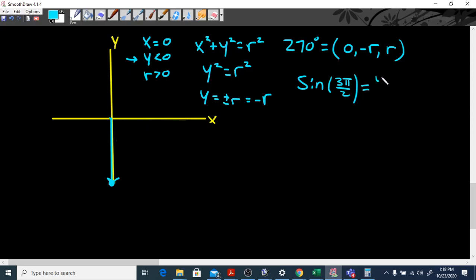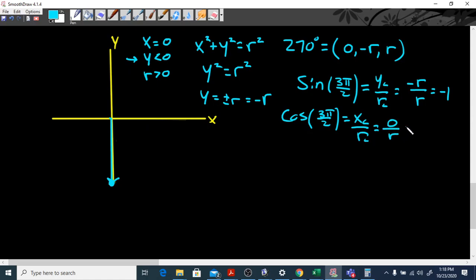Sine of 3 pi over 2, that's just going to be y over r. And that's just going to be y is negative r. So I get negative r over r. Negative r over r is negative 1. Cosine of 3 pi over 2. Well, the definition of cosine is x over r. And x over r is going to be 0 over r, which is just going to be 0. Tangent 3 pi over 2. Well, that's going to be y component over x component. That's going to be negative r over 0, and that's going to be undefined.